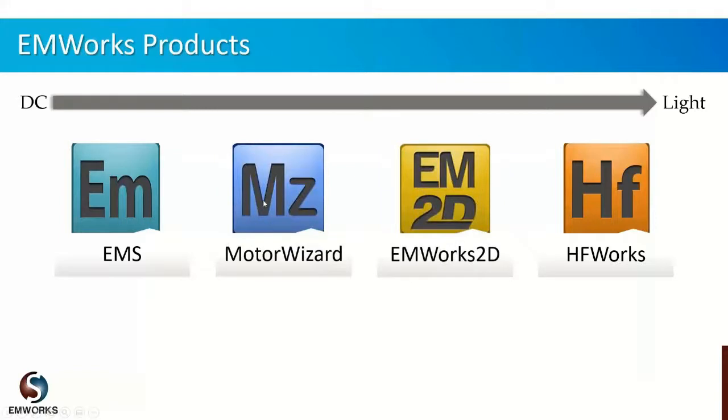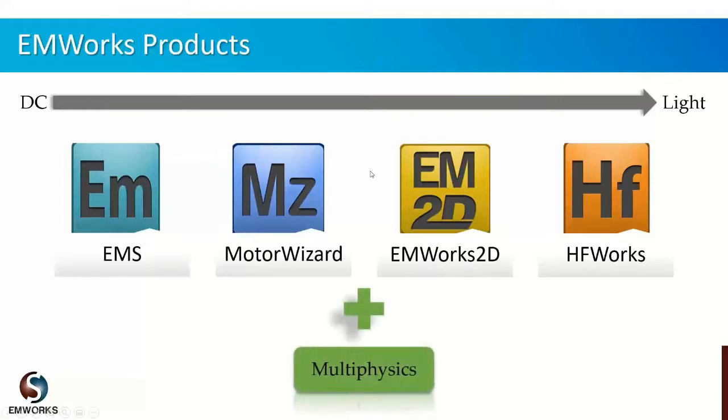Our third and fourth products: the first one is EMWorks 2D, which offers static analysis and covers the simulation of planar and axisymmetrical geometries. Our latest edition is Motor Wizard, which is a template-based motor design software. It offers analytical and finite element analyses for BLDC and PM motors. In addition to these solvers, we offer multiphysics solutions like thermal, motion, linear statics, and circuits.